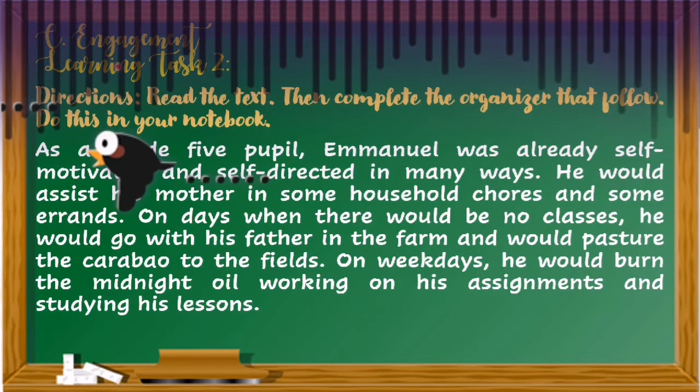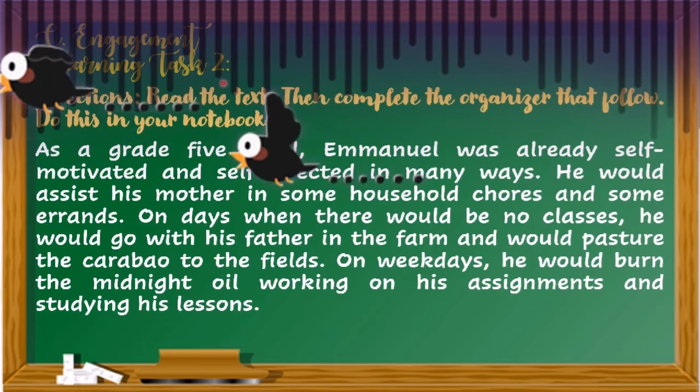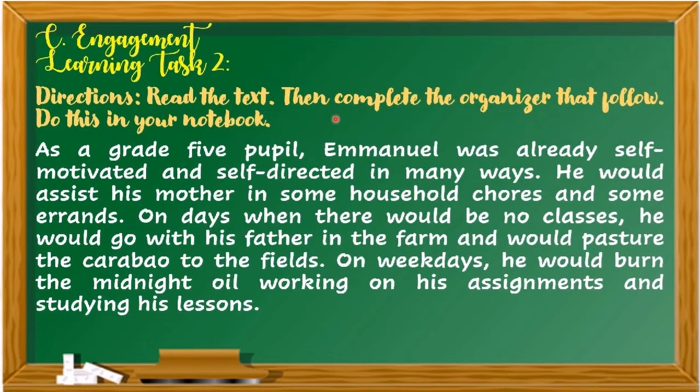For learning task number 2, with our engagement part, read the text, then complete the organizer that follows. Do this in your notebook. As a grade 5 pupil, Emmanuel was already self-motivated and self-directed in many ways. He would assist his mother in some household chores and some errands. On days when there would be no classes, he would go with his father to the farm and would pasture the carabao to the fields. On weekdays, he would burn the midnight oil working on his assignments and studying his lessons.